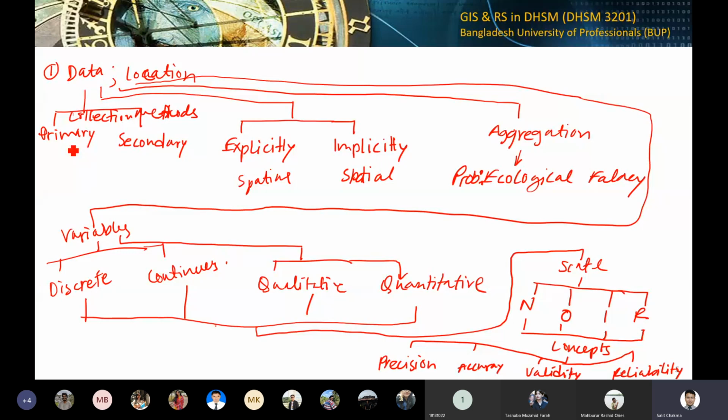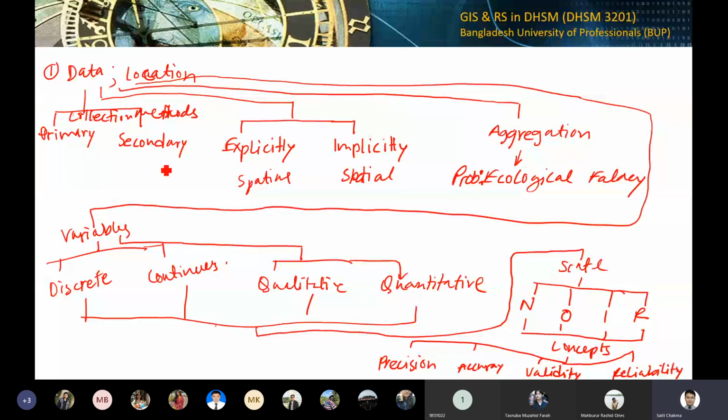Primary data is a little bit difficult to collect because you have to go to the field, you have to expend manpower. It could be expense of money, it could be expense of time, and so on. On the other hand, secondary data collection is fairly easier. You have to pay someone to get the data, or you can download it from another source.